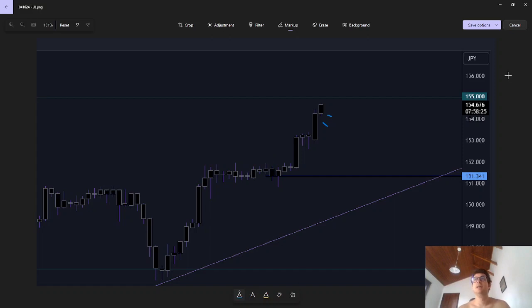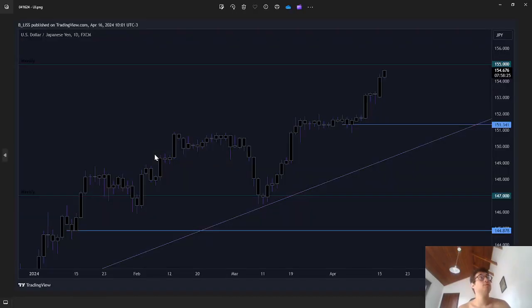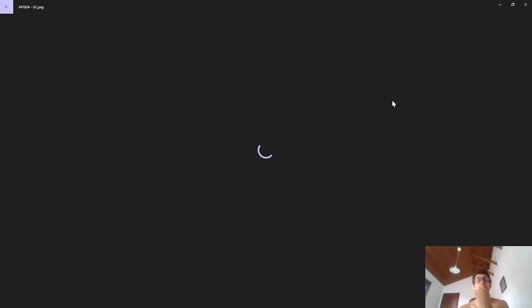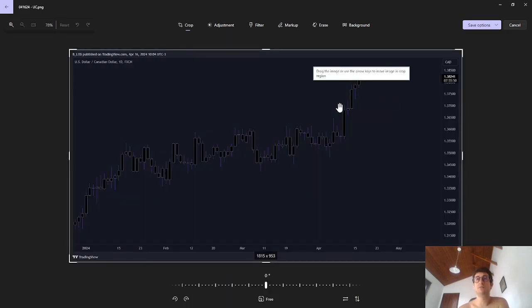Let's see what happens. Let's move over to USD CAD, same thing. From yesterday's continuation, we are now continuing. Definitely looking a lot healthier here. Really nice, clean push to the upside.